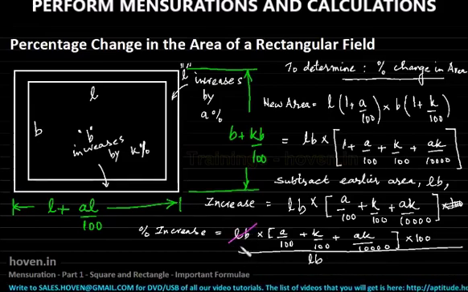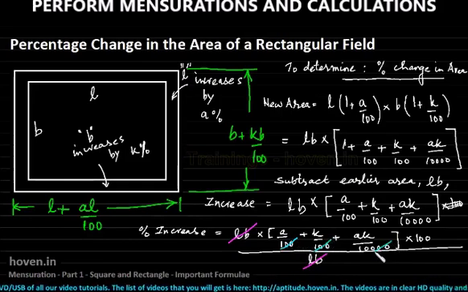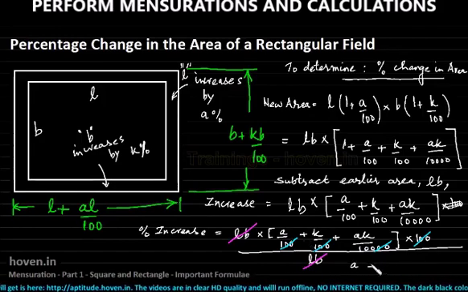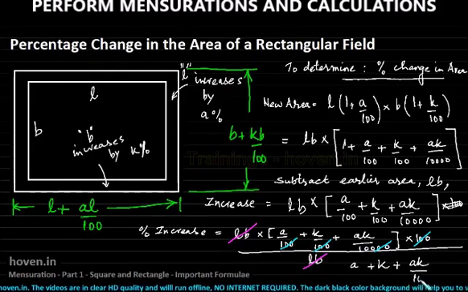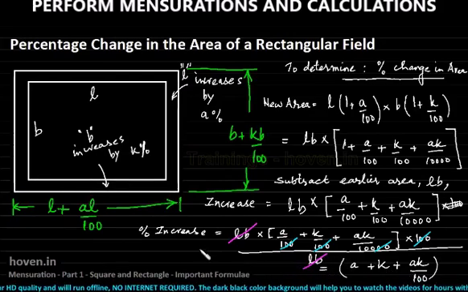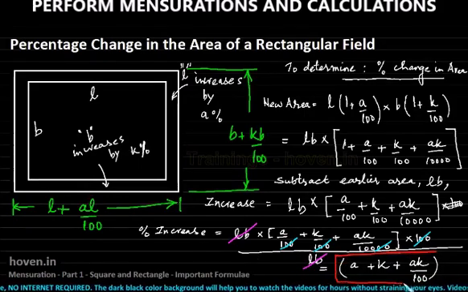We can now make cancellations. This LB will be cancelled by this, and this 100 and these two zeros will be cancelled by this 100. So what I will be left with is A plus K plus AK by 100. So this will be the required answer.